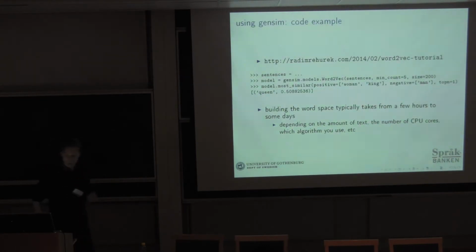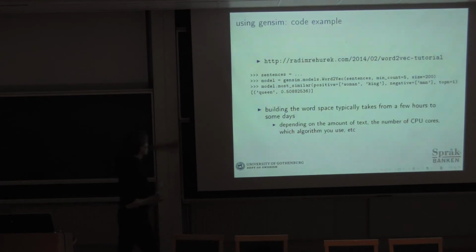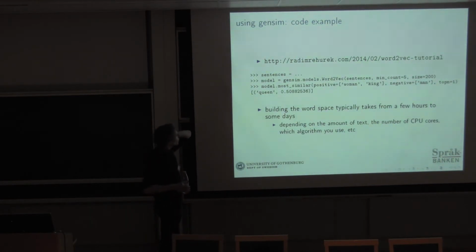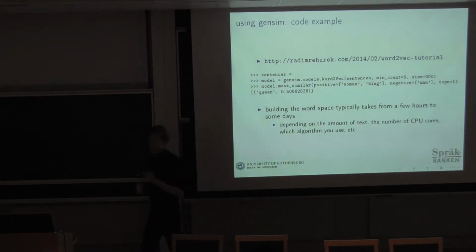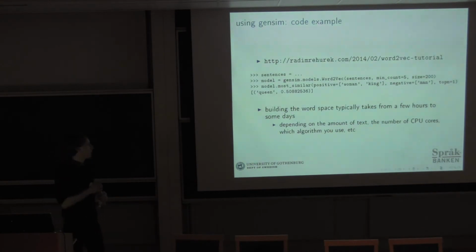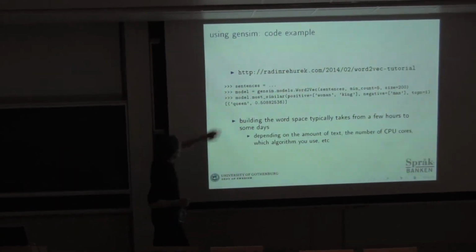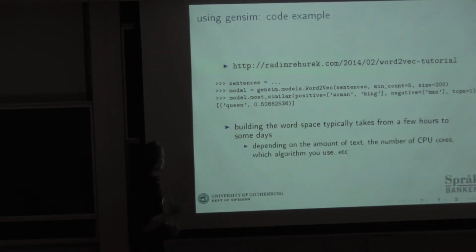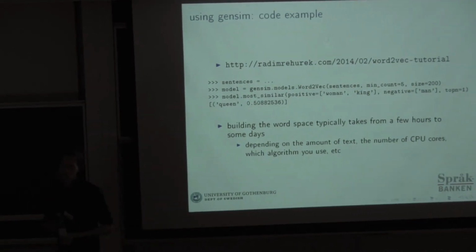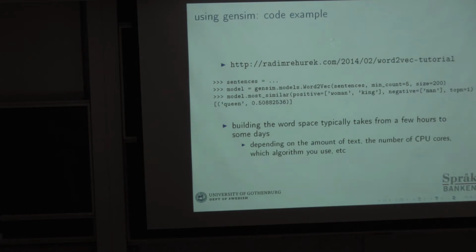So here is how you would use Gensim, the Python library. You can go to this web page and see how it could be used. It's very simple. The hard part is what I have left out: how to get the sentences and how to pre-process them. But assume that we have some sentences, then we just use the Word2Vec class. And then it will build a statistical model, typically taking a day or so. It depends on how much text you use, how powerful your computer is, and some tuning of the algorithm. Then when it's done, you can query it.